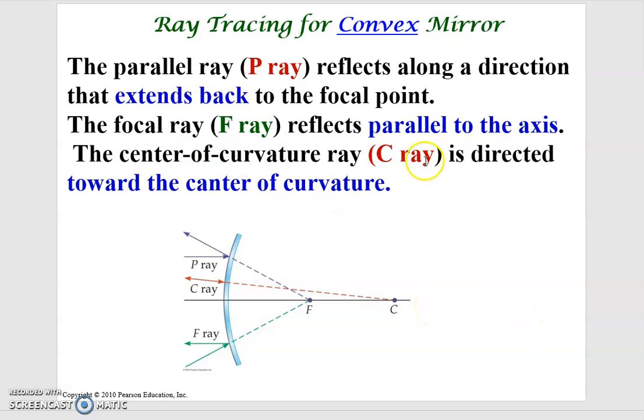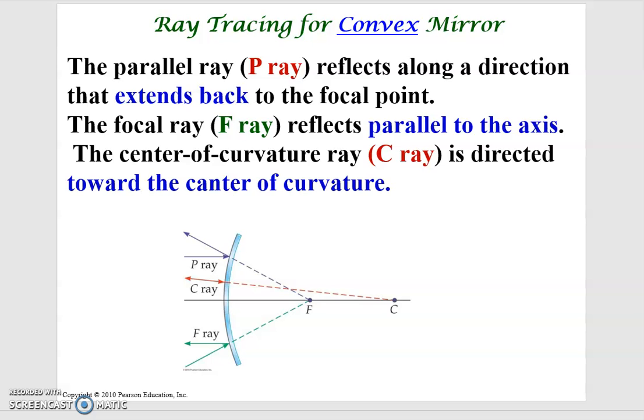And once again, the C ray is always the ray hitting the curve, and they can trace them directly to the point C. So in that case, if C ray is hitting on the curve of surface in this direction, the reflected light will be parallel but in opposite directions. So this is the ray tracing for the convex.